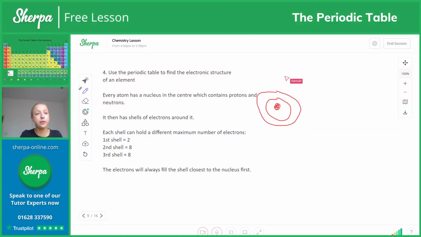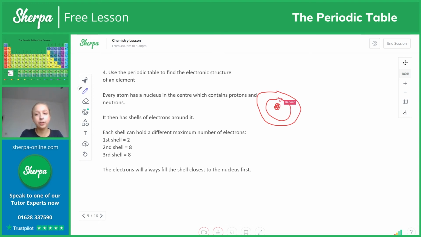And if you remember, the number of shells that we've got is determined by which period, or which row of the periodic table, an element is found in. Each shell can hold a different maximum number of electrons. So the shell closest to the nucleus can hold 2 electrons.